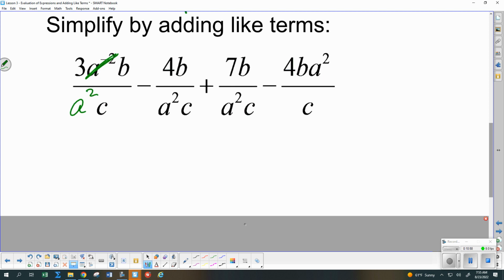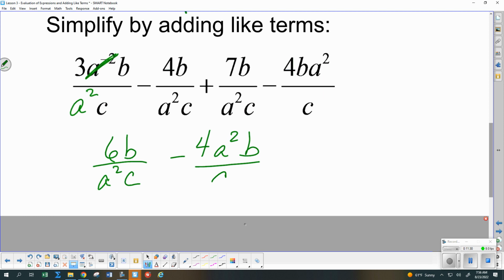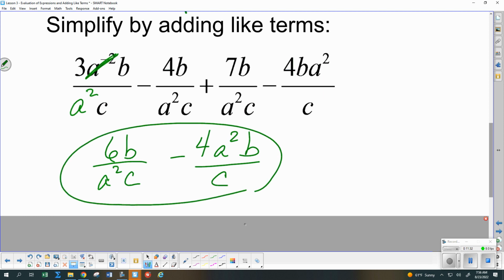Now, who can tell me which terms are the like terms in that whole thing? Anna, which ones did you think are like terms? Everybody good with the first three? And so we have 3 of them, minus 4 of them, plus 7 of them. So how many of them altogether, everybody? So we ended up with 6 of the first terms, which were b over a squared c minus 4 a squared b over c. Questions with that?